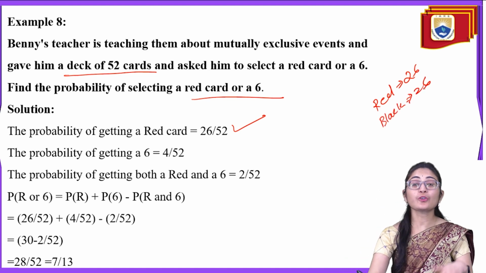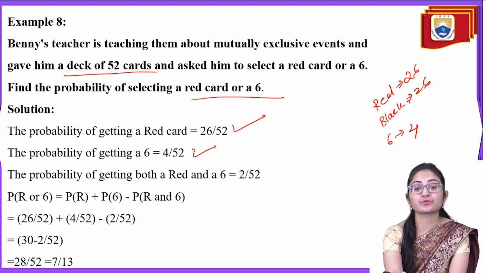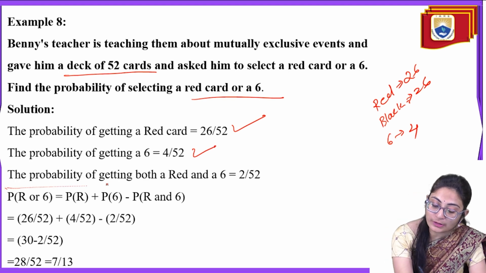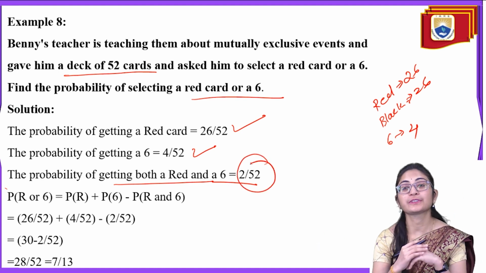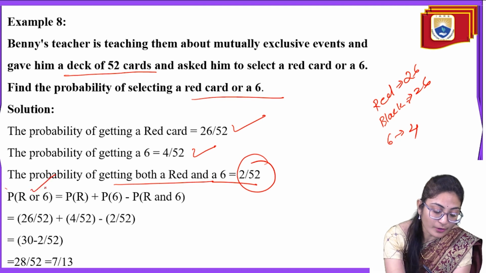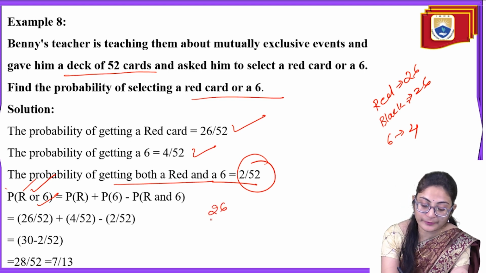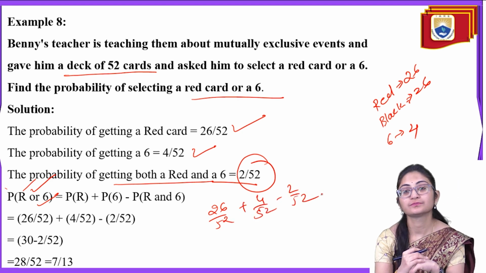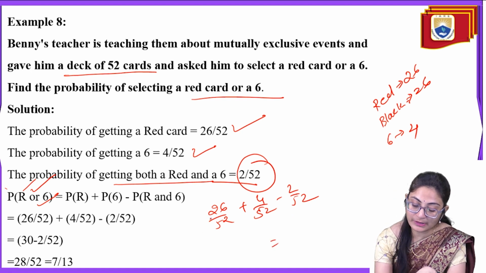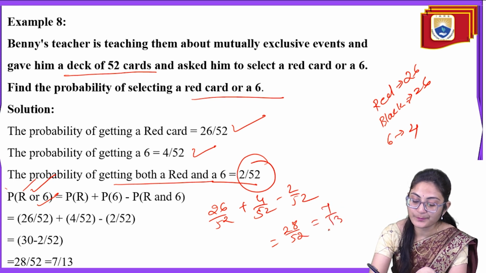26. So probability of getting a 6, and 6 cards are 4. So that is 4 by 52. And the probability of getting both red and the 6 is 2 by 52. Here probability of R or 6, R is red, is probability of red plus probability of 6 minus probability of red and 6. That is 26 by 52 plus 4 by 52 minus 2 by 52. Now after solving, you will get 28 by 52 and that is 7 by 13.